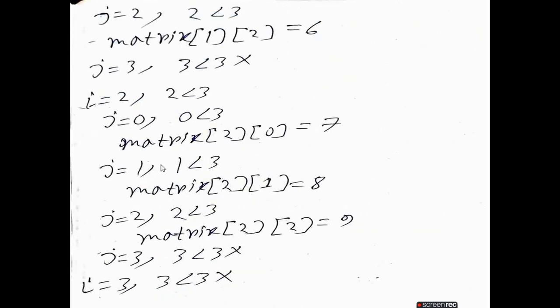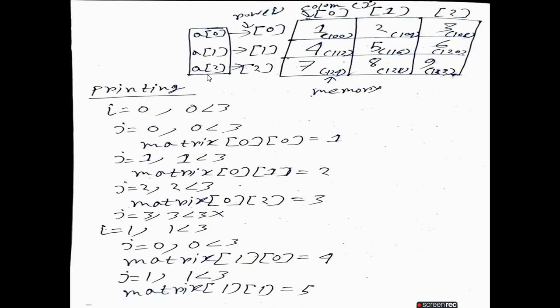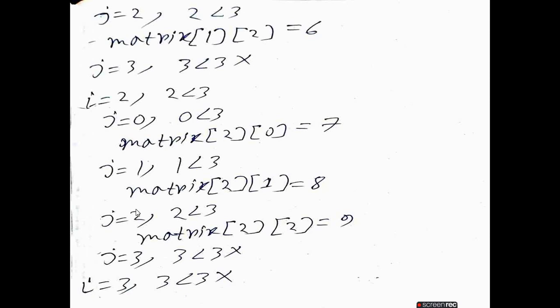Again increment j, it is 1. 1 is less than 3. Yes. Matrix i is 2, j is 1. Matrix 2 1, means row 2 column 1. 8. 8 is successfully printed.